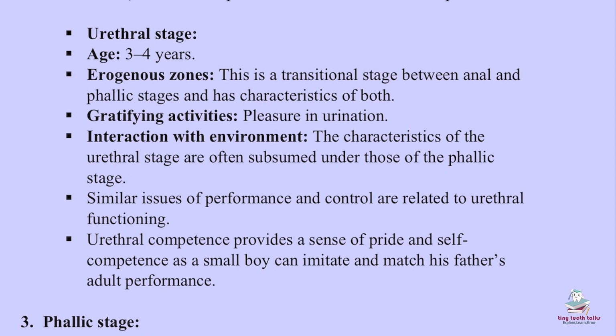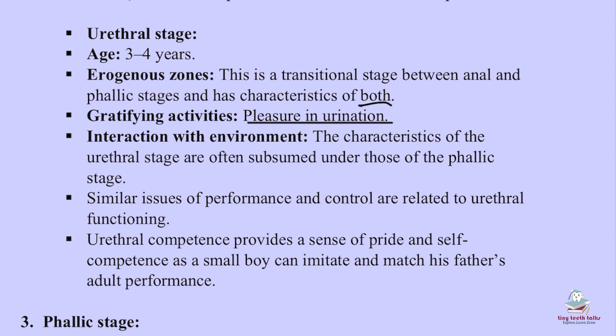Urethral stage. The urethral stage isn't part of Freud's original five psychosexual stages, but some later psychoanalysts like Wilhelm Reich and others proposed it as a transitional phase between the anal and phallic stages. It's thought to occur roughly around 2.5 to 4 years of age, overlapping with toilet training and early genital awareness. This is a transitional stage between anal and phallic and has characteristics of both. Gratifying activity is the pleasure in urination.